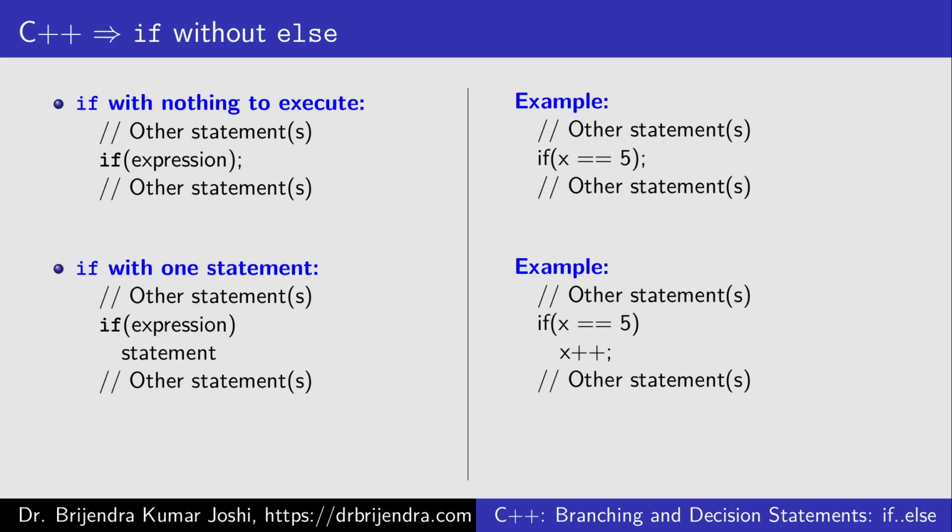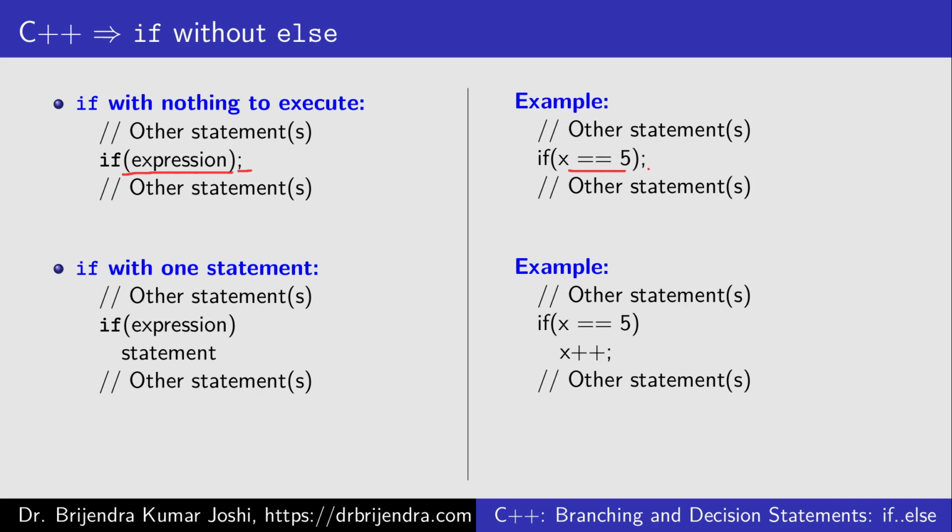Now, if without else, if with nothing to execute. Though such a statement has no use, still it is legal. If expression and then semicolon. It means if the condition is true, this expression evaluates to true, it has nothing to execute, and then it executes the following statements. In any case, if it is false, then also it will continue to execute the following statements. Example here, if x is equal to 5, nothing to execute. Simple.